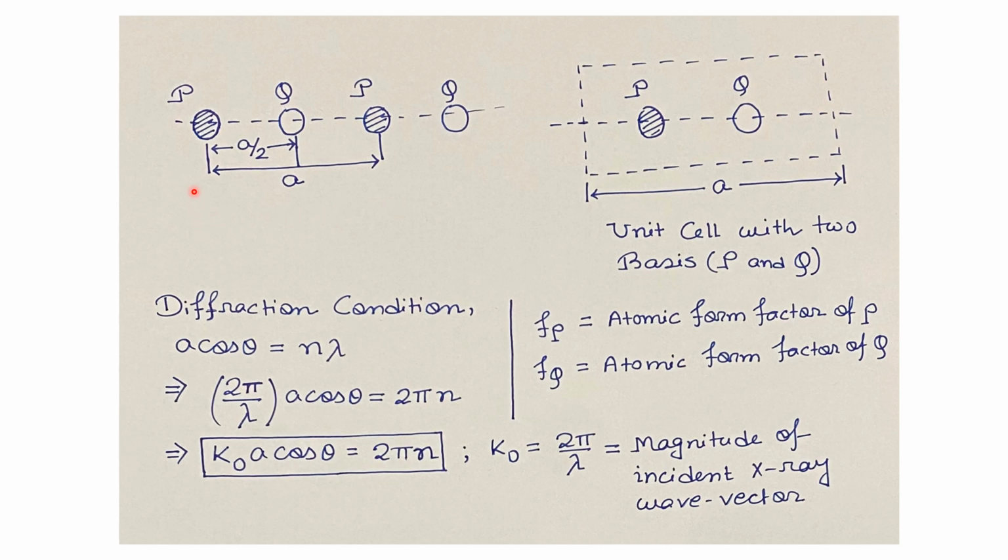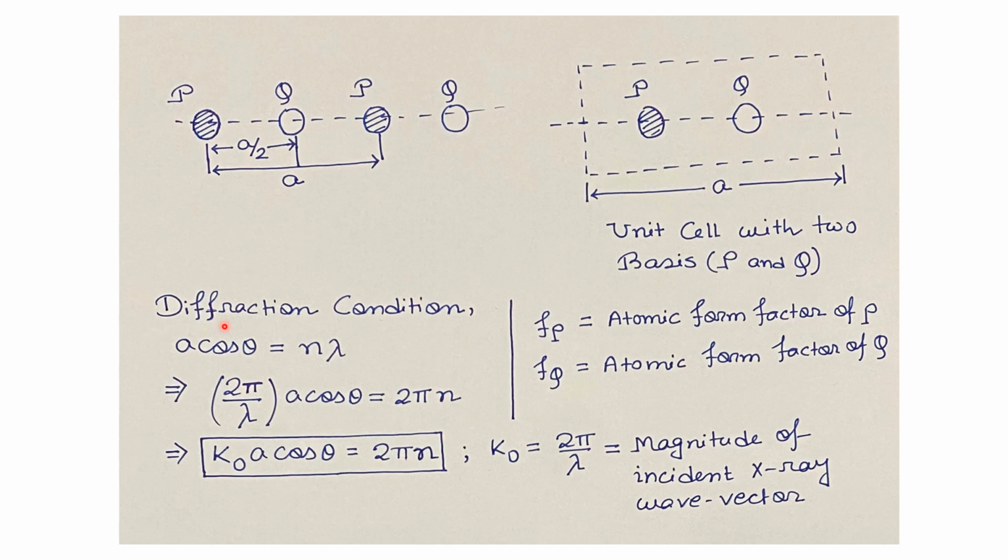If we look into this one-dimensional crystal structure carefully, then we can find that the unit cell of this crystal structure will be this. This unit cell consists of two bases, that is P and Q. From now onwards, we will use only this unit cell for our future calculations.